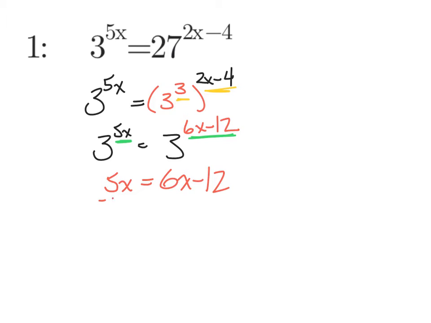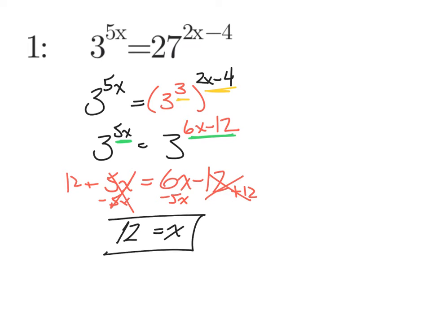I'll subtract 5x to get rid of this, and also add 12 to get rid of this. So we'll have 12 is equal to x.